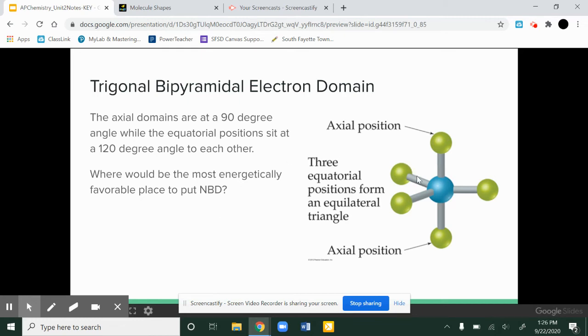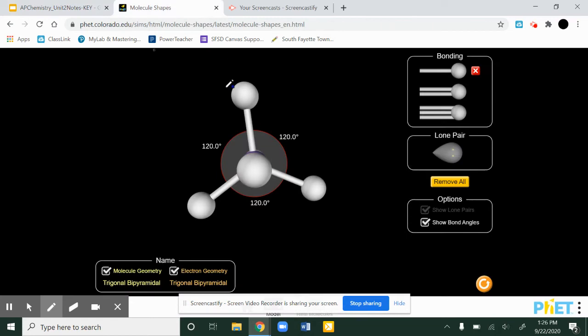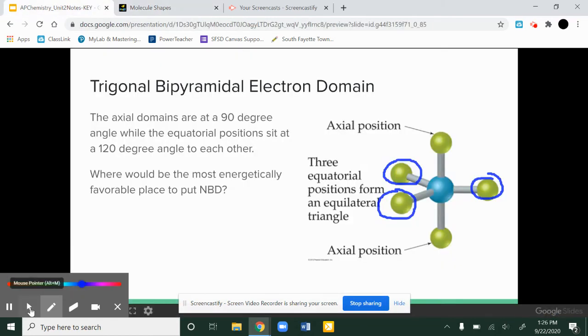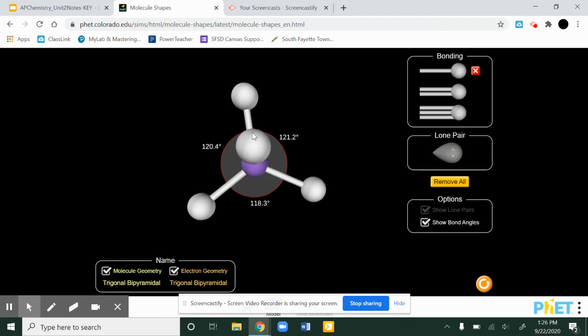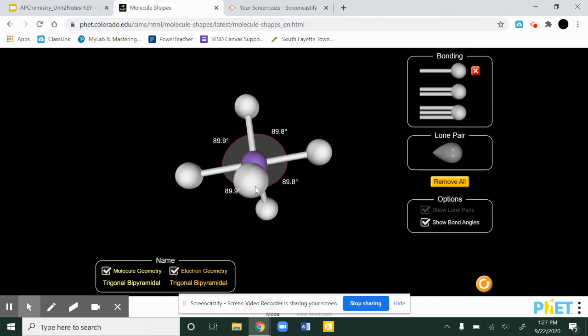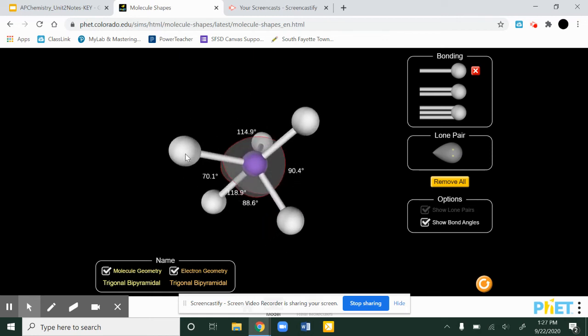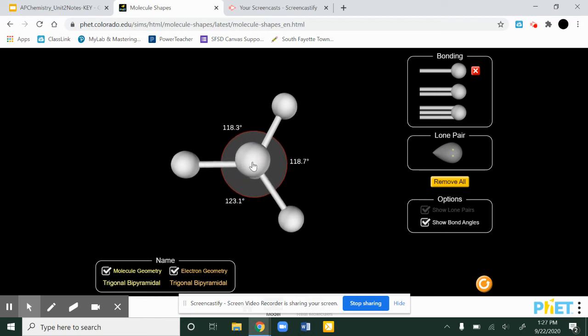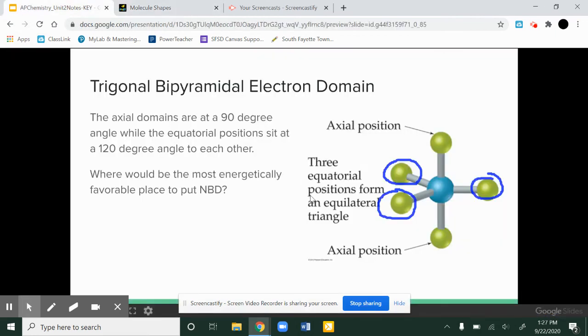When we put electron pairs into this electron domain conformation, we put electron pairs in the triangle. Why is that? Well, because the bond angle of the triangle is 120 degrees, and the bond angle between the axis and the triangle is 90 degrees, it gives the electrons more room. It decreases the electron-electron repulsion if we put electron pairs, if needed, in that triangular equatorial position.